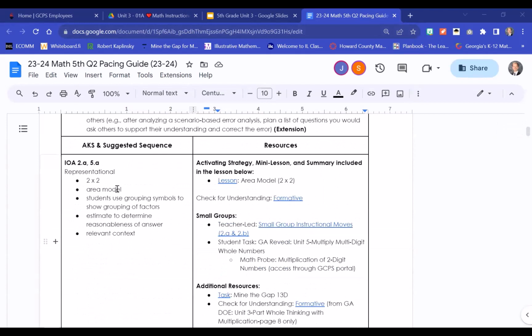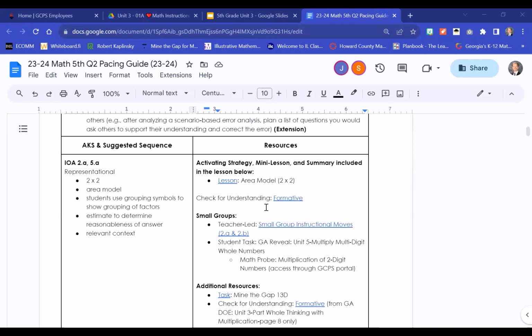Take note of the bullets on the left side of the pacing guide. These show the learning progression of the AKS IOAs for each unit and suggest manipulatives and tools. For Unit 3, you will need base 10 blocks for IOA 2A and 2B, and snap cubes for IOA 7B. Unit 3 opens with 8 given instructional days of IOA 2A, clustered with IOA 5A.